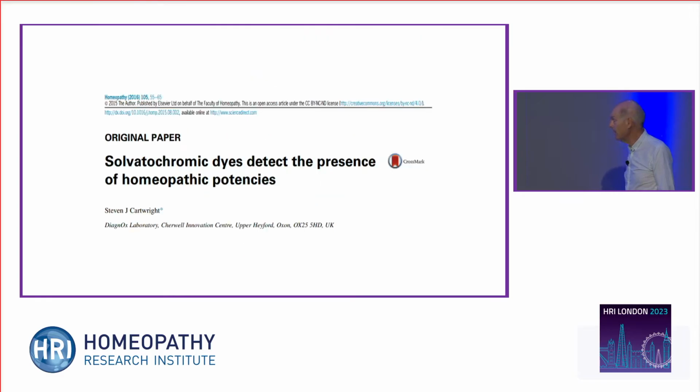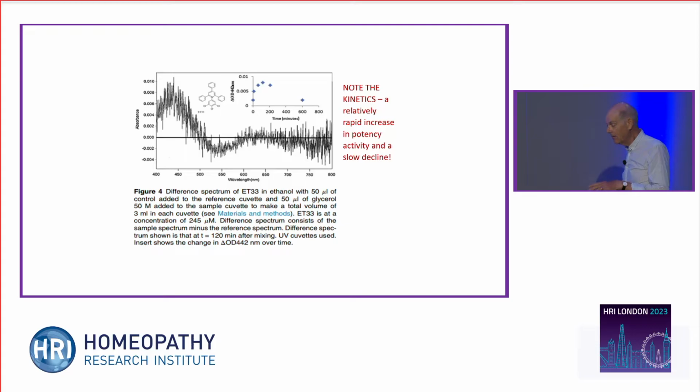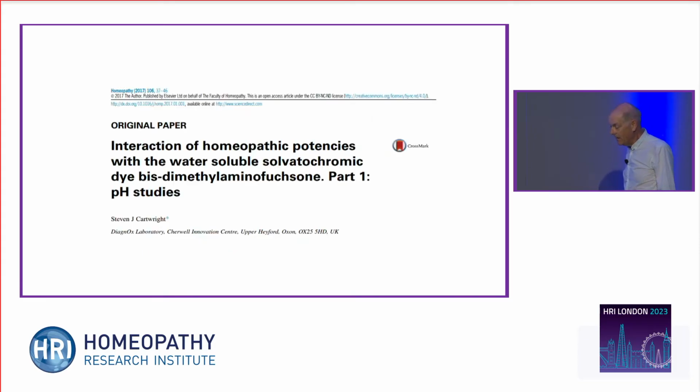So the first paper was really just showing that these dyes do detect potencies. And the only figure I'll lift out of that paper is this one. And really I've done it to show that the potency effect rapidly reaches a maximum and then slowly declines. And we'll see this again later in other studies. And the kinetics, basically kinetics is a process over time, is a really big key as to what's going on with potencies. So the second paper was using a water-soluble dye, BDF.